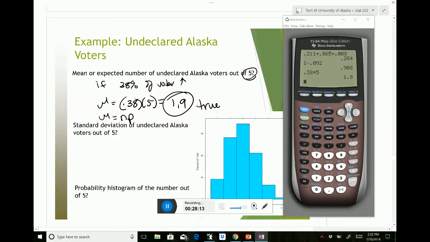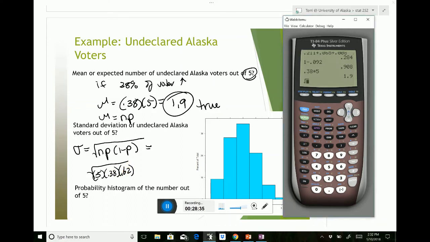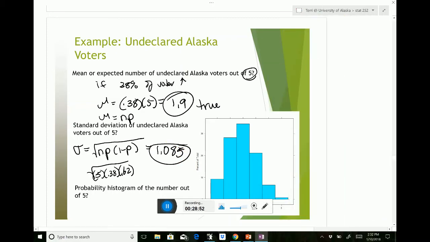doesn't matter. And the standard deviation of undeclared voters, if we have something that's binomially distributed, this is the square root of np times 1 minus p. So this is going to be the square root of 5 times 0.38 times 0.62. So the square root of 5 times 0.38 times 0.62 is 1.085. Okay, that wasn't too bad, was it?